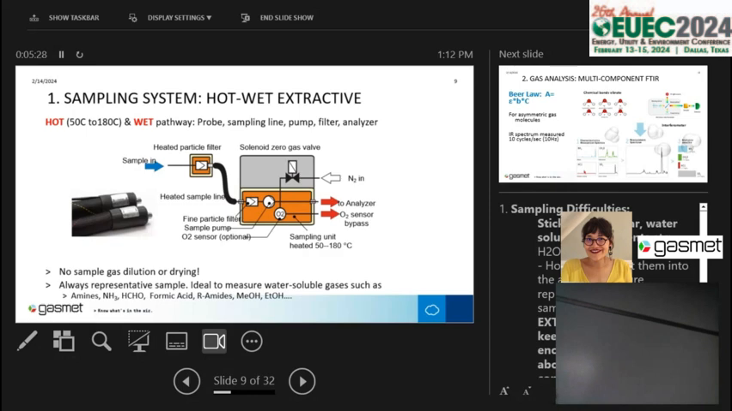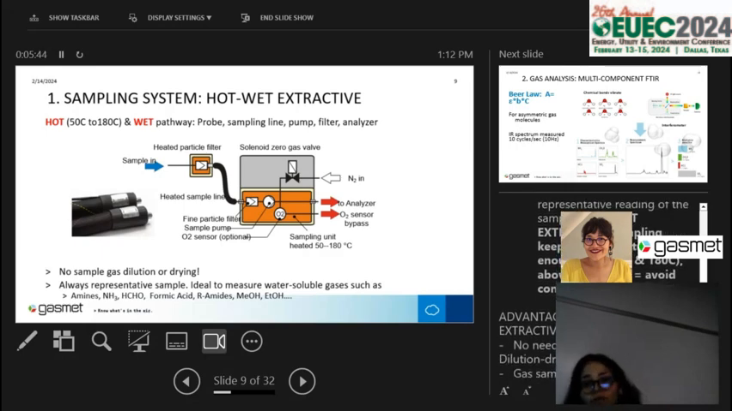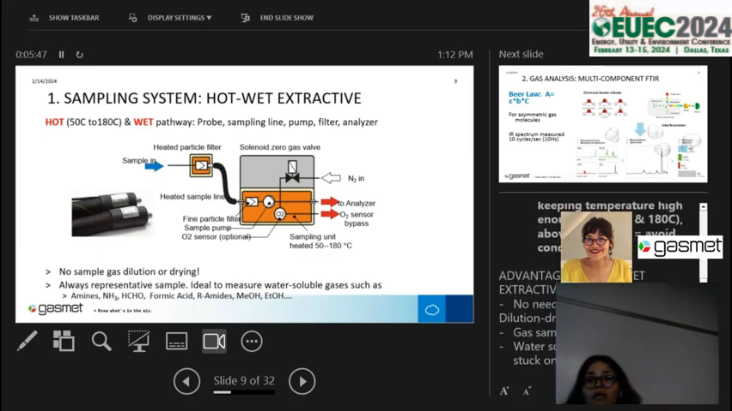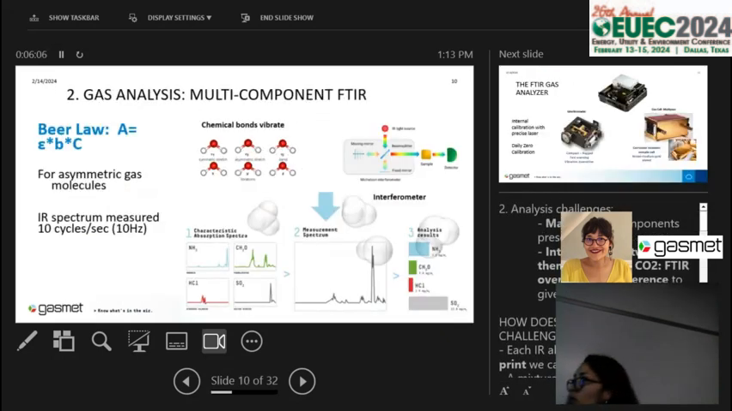Well, we have a hot-wet extractive sampling system, so we keep the temperature of the gas stream above dew point. Typically it would be 120 to 180 degrees Celsius. So everything that's in gas phase will stay in gas phase, and we avoid condensation from happening. The advantage of a hot wet extractive system is that there's no need for preconditioning, dilution, or drying, and the gas sample remains, as I said before, in gas phase. So we will prevent these sticky gases from getting stuck on the inner surfaces of the equipment.